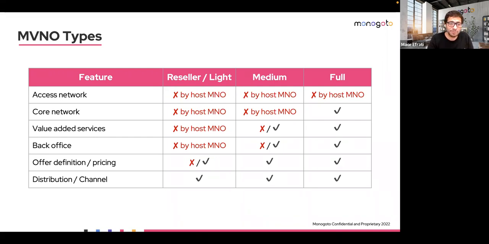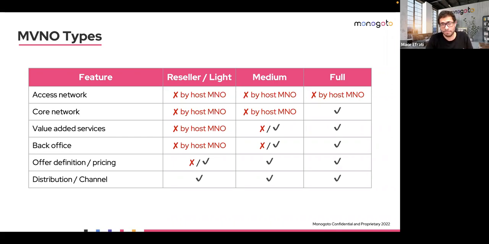So a light MVNO doesn't have the radio, of course, doesn't have the core network, doesn't even have any value-added service and not even a billing system or back office. They only offer a new pricing, maybe new branding and different distribution. And that's a light MVNO.